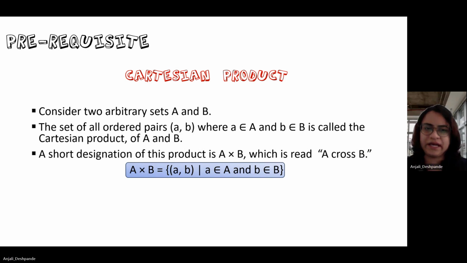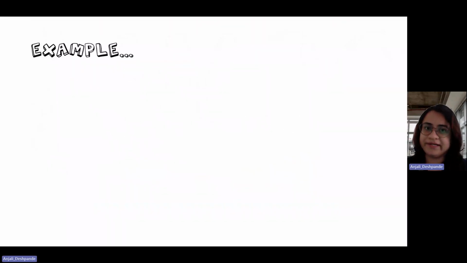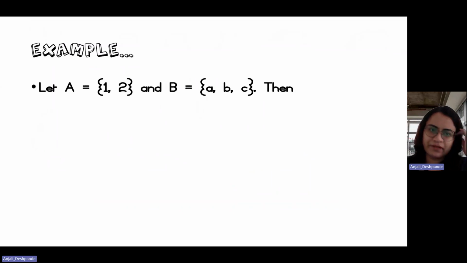Let us take an example to understand this concept clearly. Here you have been given two sets A and B, where set A has two elements 1, 2, and set B has three elements a, b, c. We need to find the cross product of the sets A and B. How do I find that cross product? I take an element from set A and pair it with each and every element in set B. As you can see, first I took the element 1 and paired it with a.